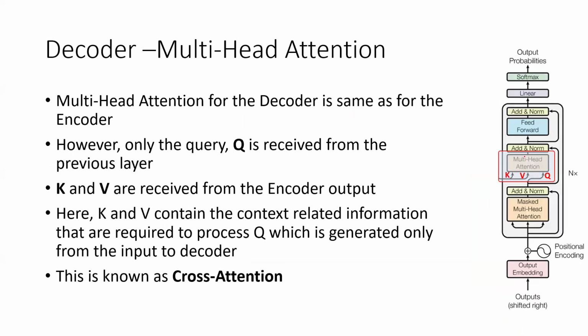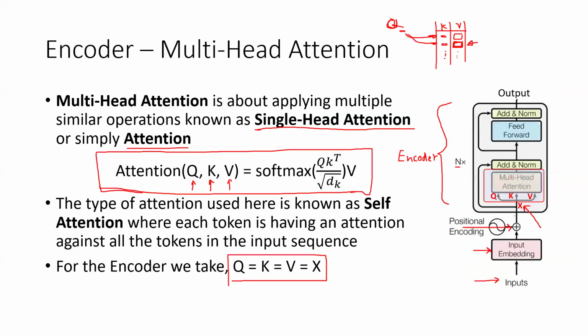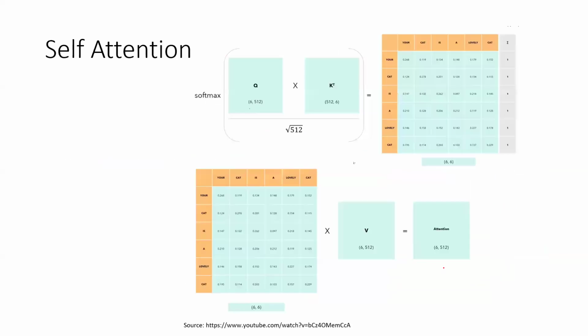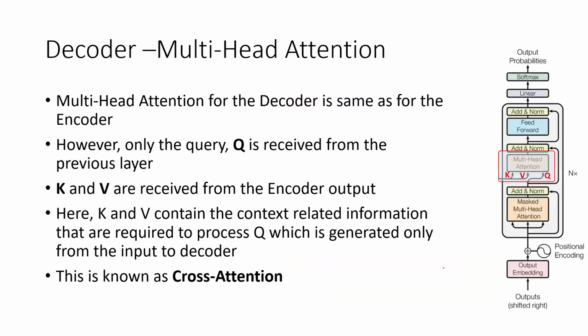So the internal implementation of the multi-head attention in the decoder is the same as the multi-head attention in the encoder. But there's a difference. In the multi-head attention of the encoder, you can see that Q, K, and V are equal to X, right? But when it comes to the decoder, K and V are taken from the encoder, and only the Q is passed from the previous layer.